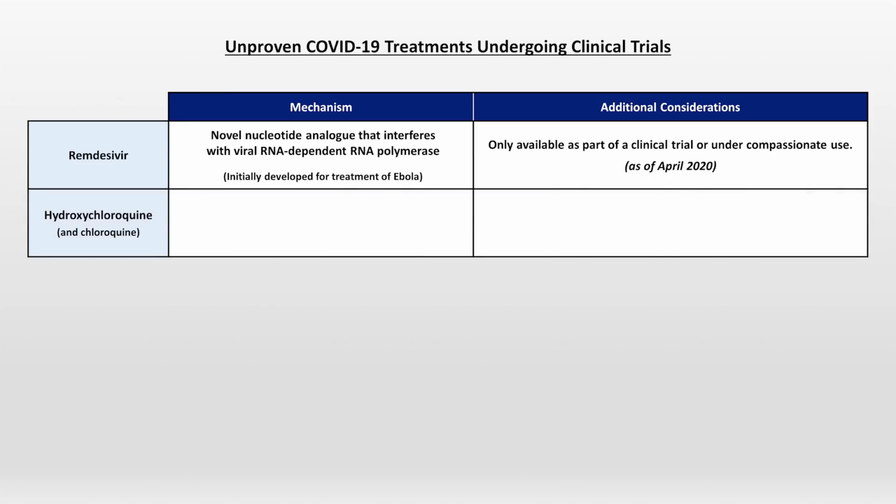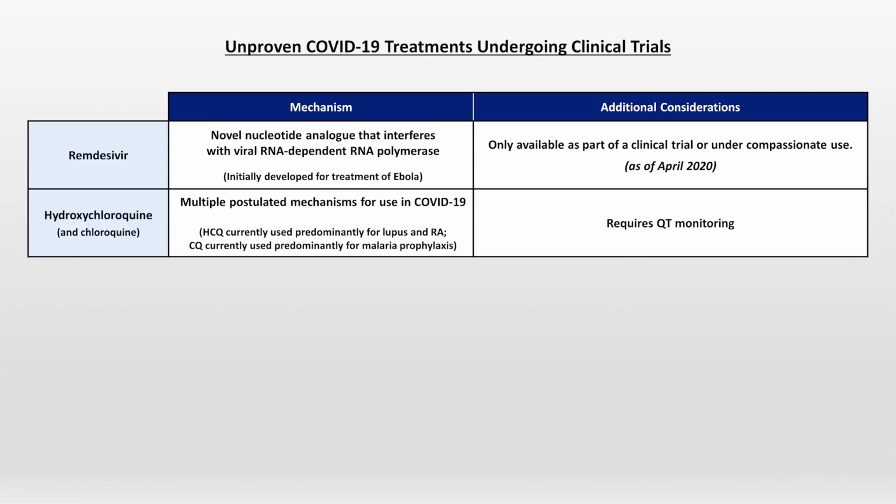There are multiple postulated but unproven mechanisms for how these drugs might help fight COVID-19. Hydroxychloroquine is currently used predominantly to treat lupus and rheumatoid arthritis, while chloroquine is used predominantly for malaria prophylaxis. These drugs can prolong the QT interval, so ECG monitoring is recommended, particularly in patients already on other QT prolonging drugs. Despite assertions to the contrary by laypersons and politicians, there is currently no significant evidence of clinical benefit in COVID from either of these medications.